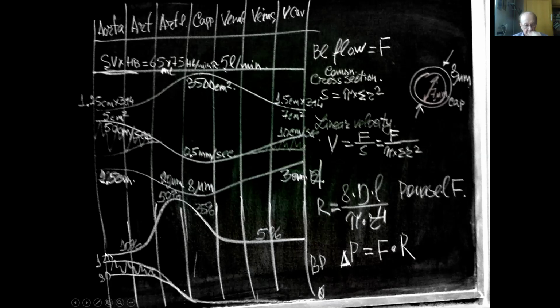This is the next very important parameter. This is the vascular resistance. The vascular resistance, R, from the word resistance, the first letter. It depends on the formula of Poiseuille. The Poiseuille law.